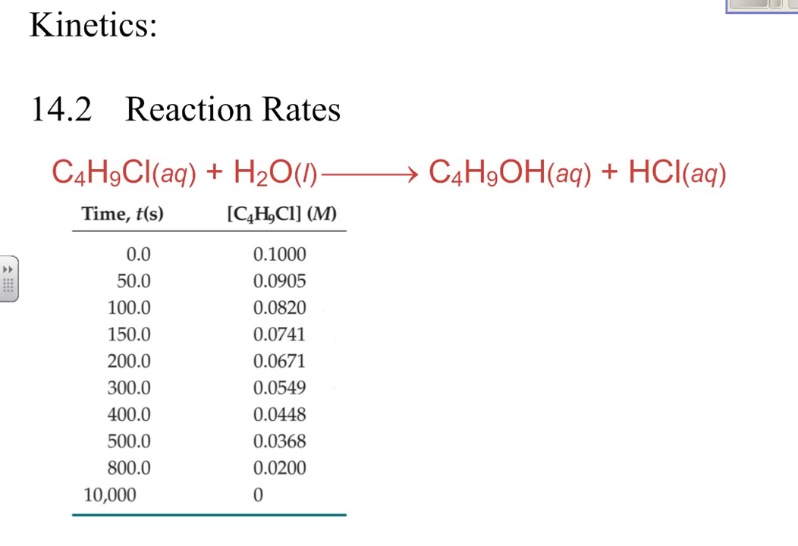So here's a reaction of butyl chloride reacting with water, forming butanol. And you can see that in the table here, there's a listing of the concentrations versus time. And so to figure out the rate of this, change in concentration over change in time, we can imagine taking each of these, and we'll do this in just a moment, finding the difference in the concentration and dividing by the difference in time.